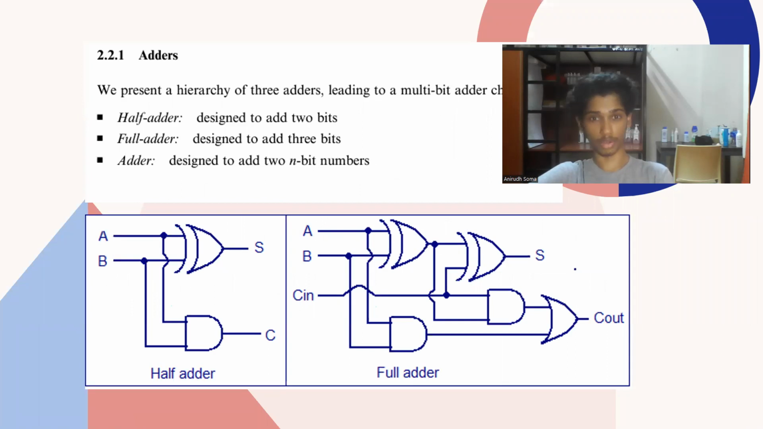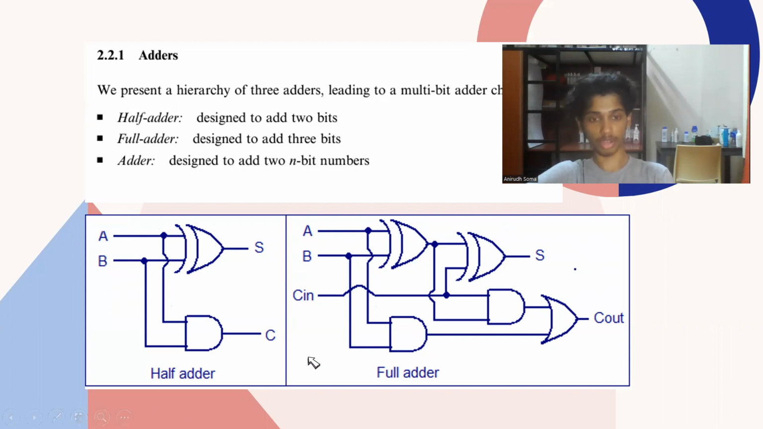We have half adder, full adder, and a general 16-bit adder. 16-bit is the most famous one and the one which we worked on in this project. In general case scenarios, an adder just adds two n-bit numbers. Half adder adds 2 bits. Full adder is a bit more powerful. It's designed to add 3 bits.